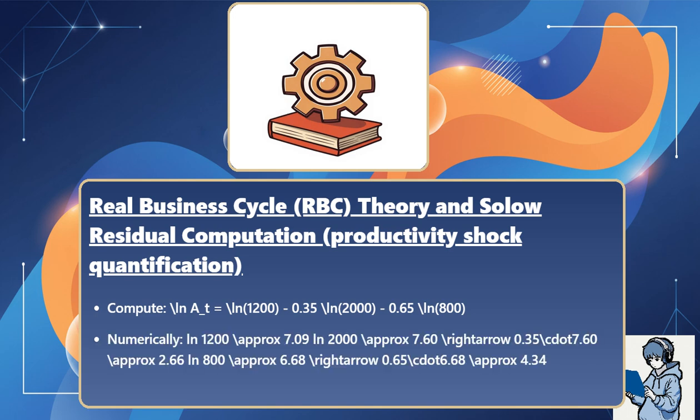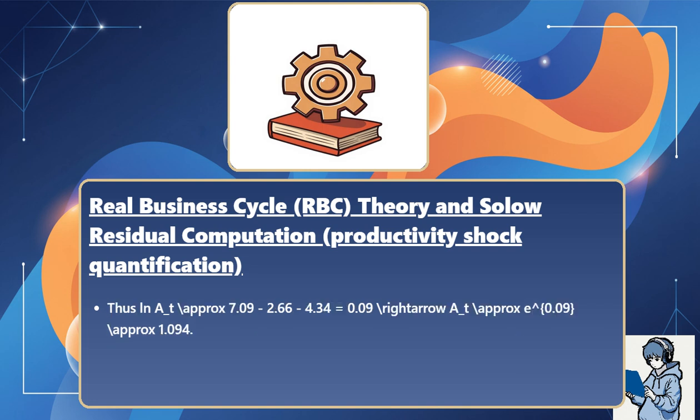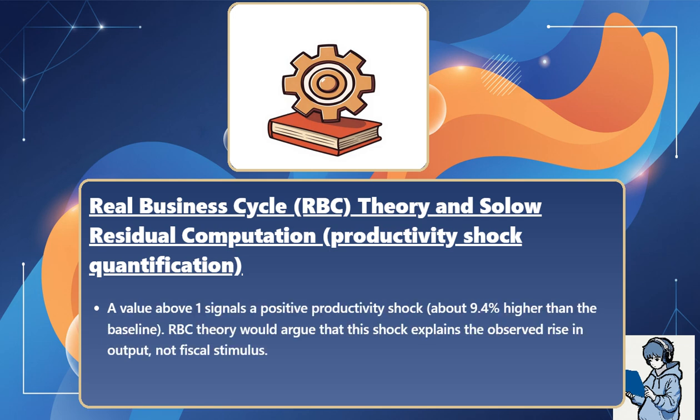Numerically, ln 1,200 is approximately 7.09. ln 2,000 is approximately 7.60, times 0.35 is approximately 2.66. ln 800 is approximately 6.68, times 0.65 is approximately 4.34. Thus, ln A_T is approximately 7.09 minus 2.66 minus 4.34 equals 0.09. So A_T is approximately e to the 0.09, which is about 1.094. A value above 1 signals a positive productivity shock, about 9.4% higher than the baseline.